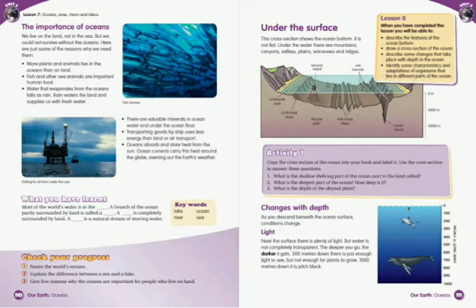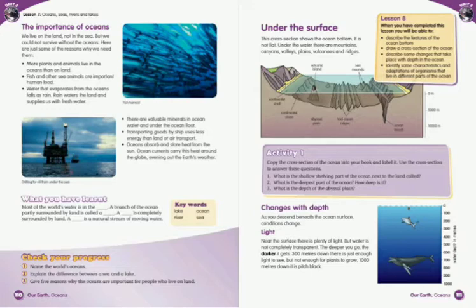There are valuable minerals in ocean water and under the ocean floor. Transporting goods by ship uses less energy than land or air transport. Oceans absorb and store heat from the sun. Ocean currents carry this heat around the globe, evening out Earth's weather. This cross section shows the ocean bottom. It is not flat. Under the water there are mountains, canyons, valleys, plains, volcanoes, and ridges.